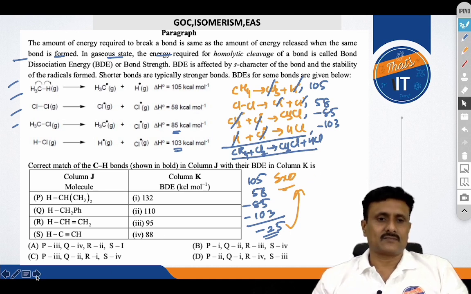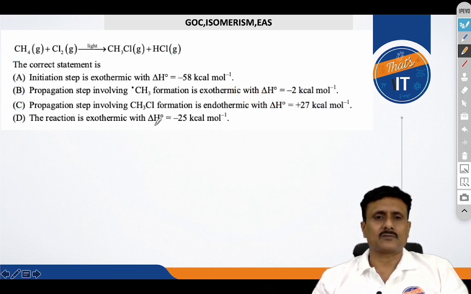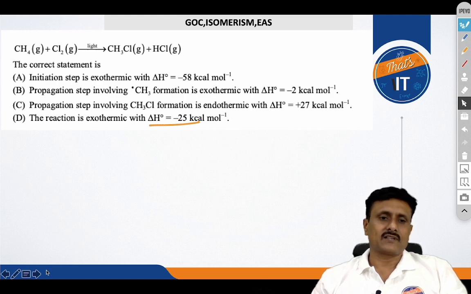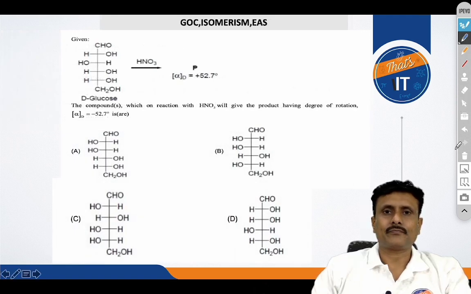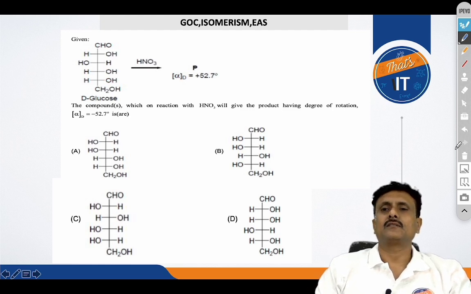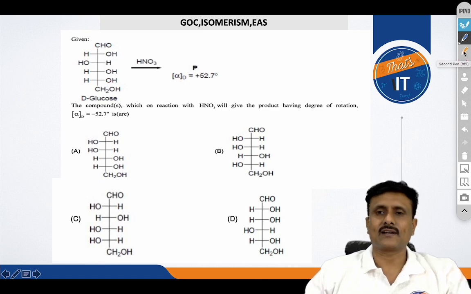So what is the right answer for this question? Right answer for this question is exothermic with delta H naught is minus 25 kilocalories. Easy question. Now let's see another beautiful question from the isomerism, clubbing it with, as I said, the carbohydrate part.